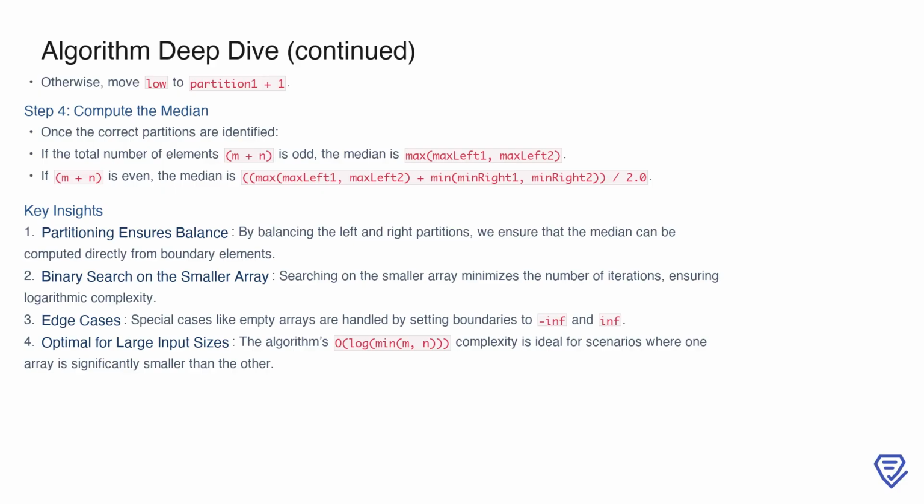The algorithm leverages several key insights. First, properly balancing the partitions guarantees that the median can be found without merging the arrays. Second, performing binary search on the smaller array minimizes the number of comparisons, keeping the time complexity logarithmic. Additionally, edge cases like empty arrays are seamlessly handled by setting the boundaries to negative or positive infinity. This makes the algorithm robust and efficient, even for large input sizes.